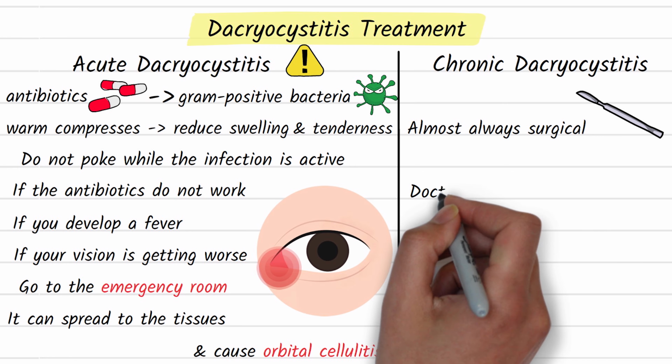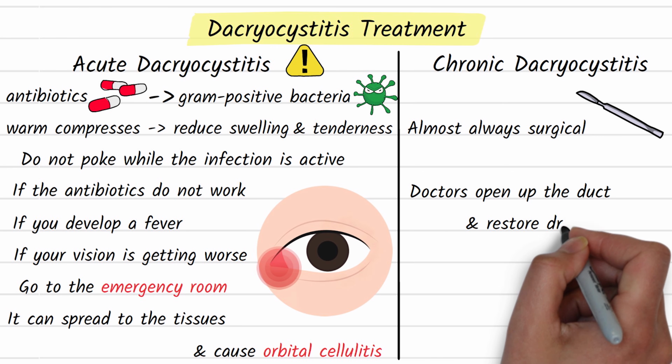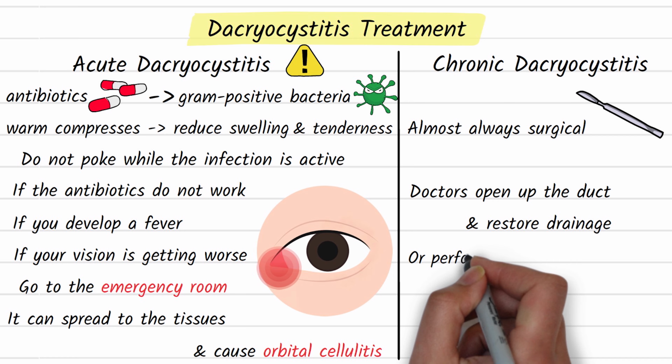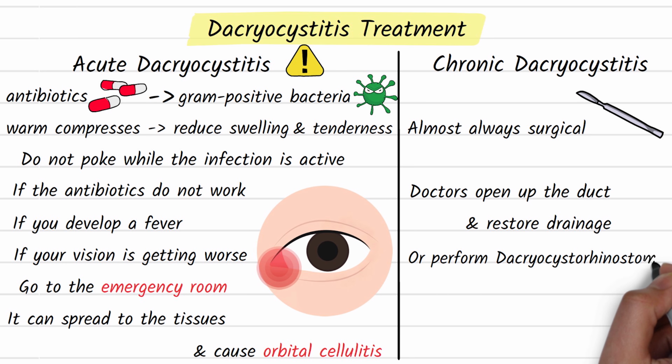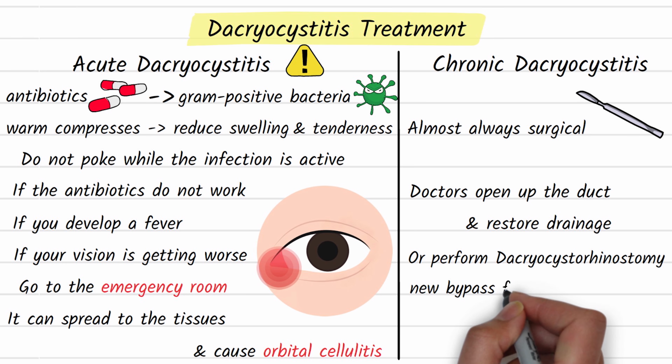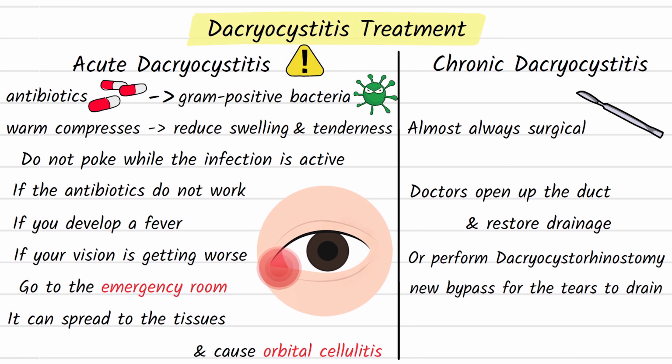For chronic dacryocystitis, the treatment is almost always surgical. Doctors will use a probe to open up the duct and restore drainage, or they might perform a more advanced procedure called a dacryocystostomy, where they create a new bypass for the tears to drain. The good news is that with treatment, most people recover completely.